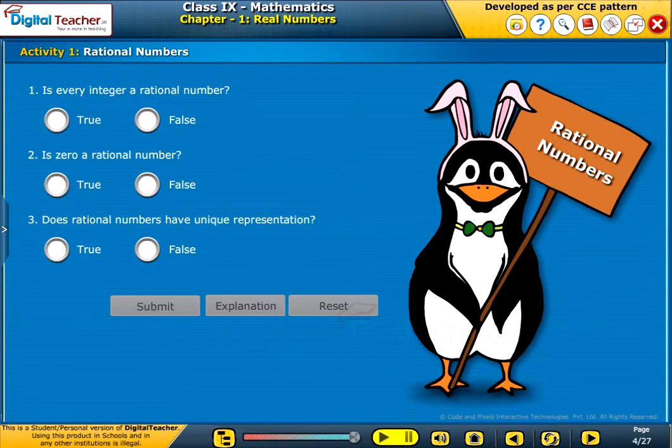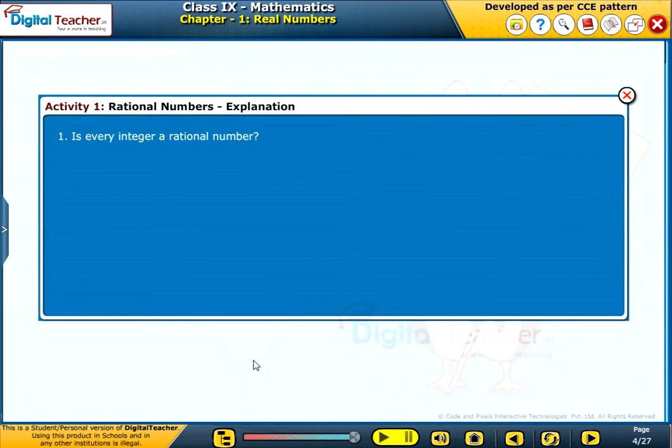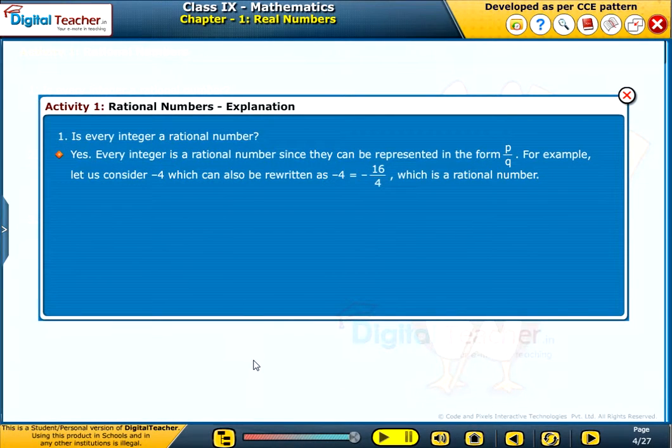Let us do a simple activity on rational numbers. Choose the appropriate answer whether it is right or wrong. One. Is every integer a rational number? Yes. Every integer is a rational number, since they can be represented in the form P by Q.